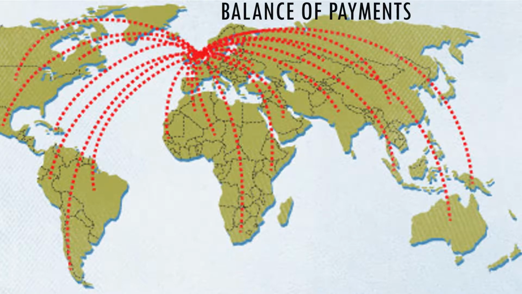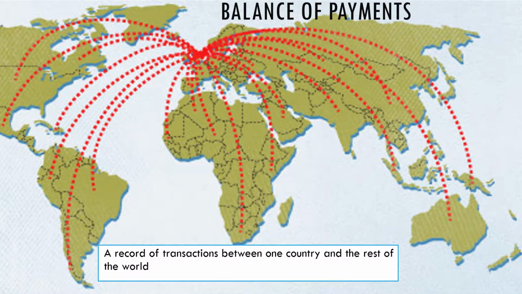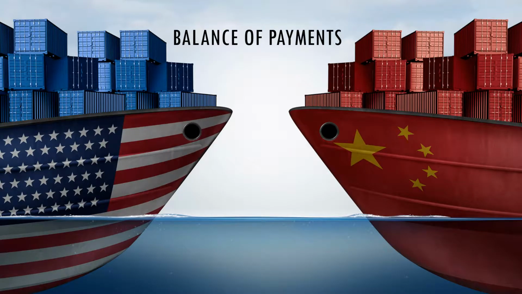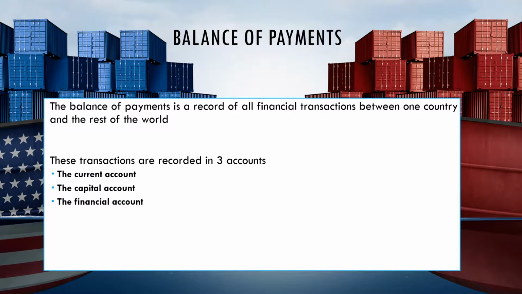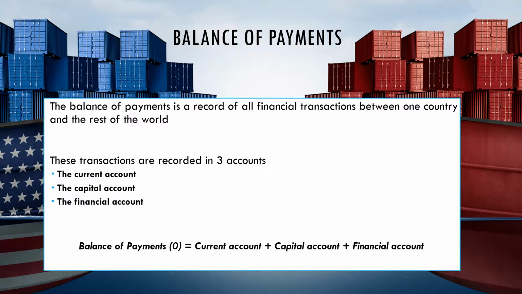What do we mean by the balance of payments? The balance of payments is a record of transactions between one country and the rest of the world. And we record these transactions into three accounts: the current account, the capital account, and the financial account. When we sum all of these accounts together, we should get a zero. The balance of payments should balance.